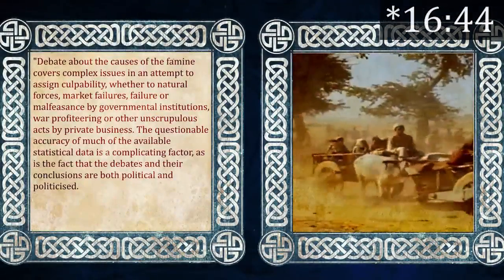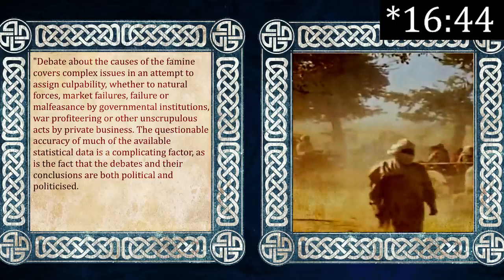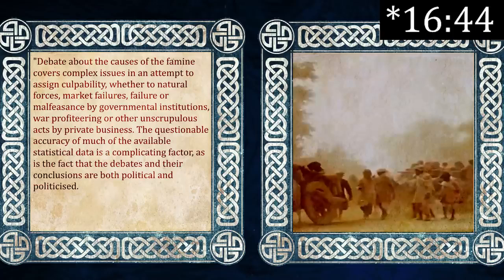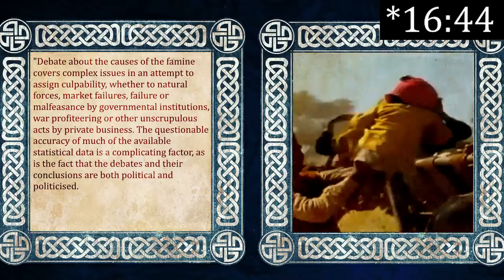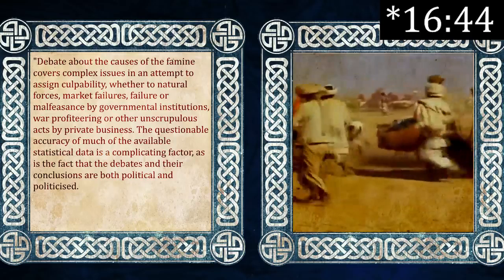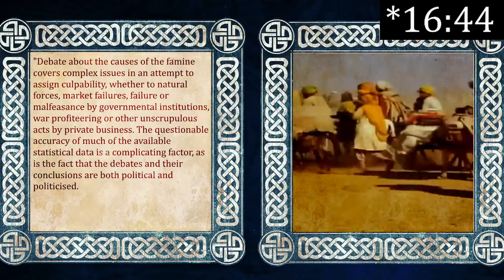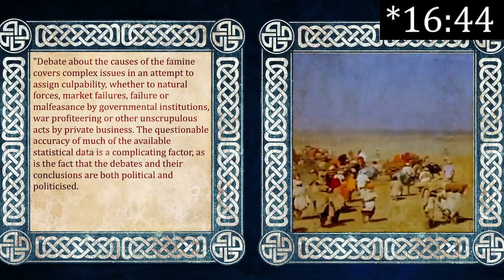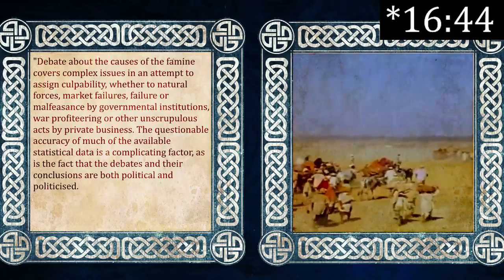Now here's just an excerpt from how Wikipedia describes the causes of the Bengal famine. Quote, "Debate about the causes of the famine covers complex issues in an attempt to assign culpability, whether to natural forces, market failure or malfeasance of governmental institutions, war profiteering, or other unscrupulous acts by private businesses. The questionable accuracy of how much the available statistical data is a complicating factor, as is the fact that the debate and their conclusions are both political and politicized.